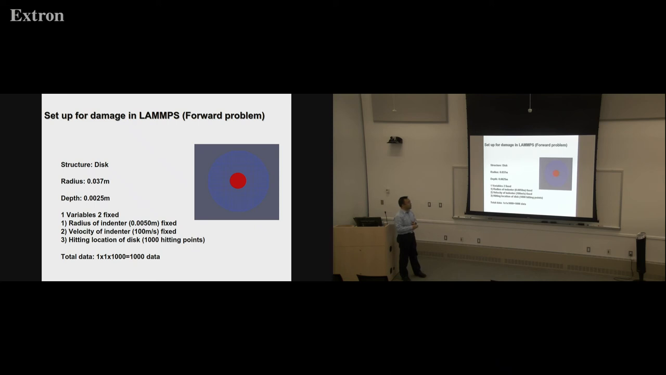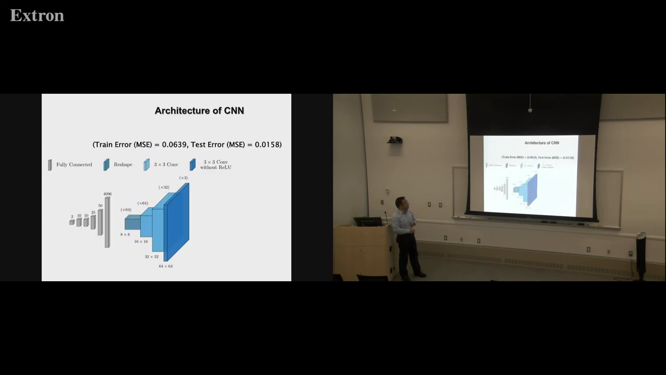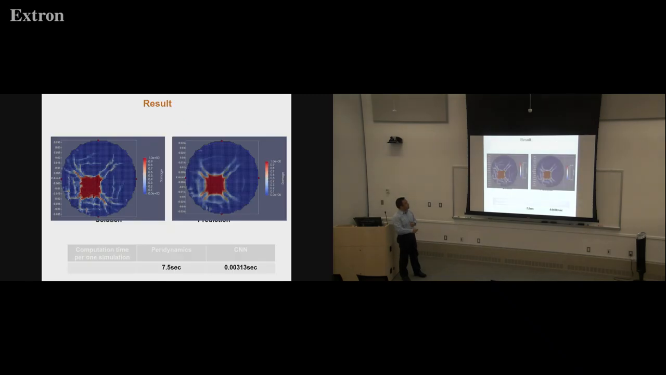Assume I want to shoot in this red area, and I want to predict the fracture patterns. I generate 1,000 data to train my neural network. So I have shooting location X, Y, and I want it to return a fracture image of 64 by 64. Okay, so this is the setup. The left is the reality, and the right is the prediction.